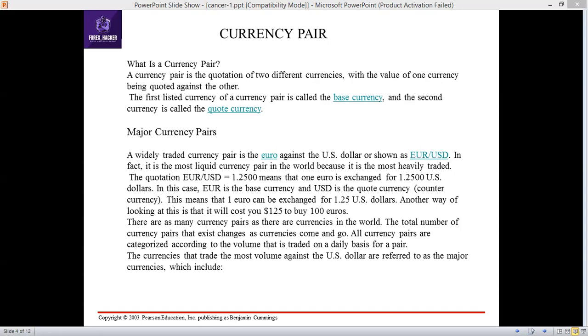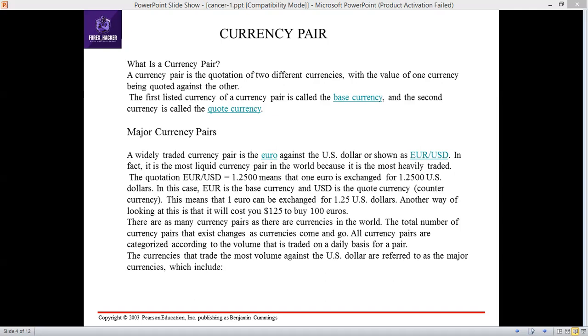So we have different types of currencies. We have what we call the major currency pair. What is a major currency pair? A widely traded currency pair. A widely traded currency pair is euro against US dollar, or as soon as euro US dollar. In fact, it is the most liquid currency pair in the world because it is the most heavily traded.